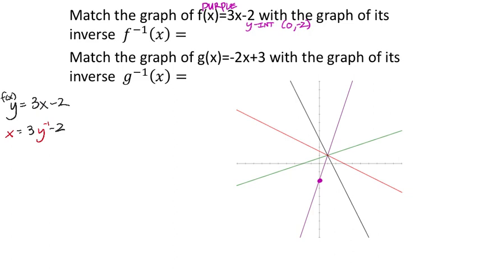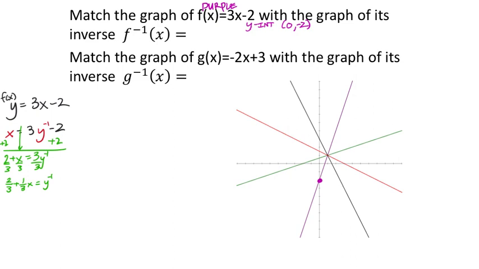So now I would add 2 to both sides. Ran out of space, but that'd be 2 plus x equals 3 times the inverse of y. And then we would divide all the terms by 3. So I end up with 2/3 plus, I'm going to show this as 1/3 x, but you can say x over 3 if you like. That's my inverse function for y.